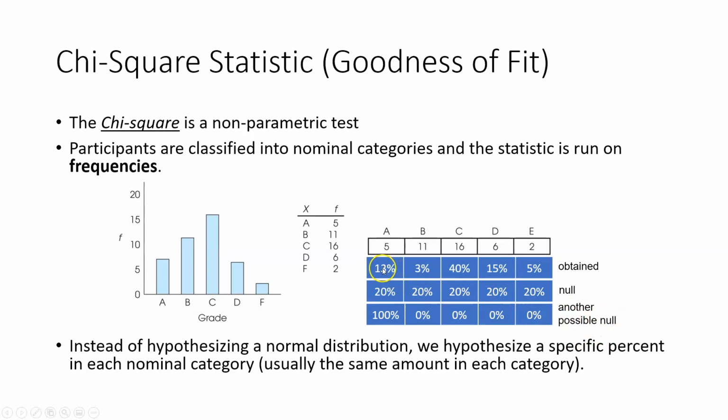So if 13 and 3 and 40 and 15 and 5 was different from 20, 20, 20, 20, 20, then we would reject the null hypothesis and we would say people did not get what we hypothesized that we would get, and the goodness of fit of our obtained model against the model that we predicted is not a good fit.